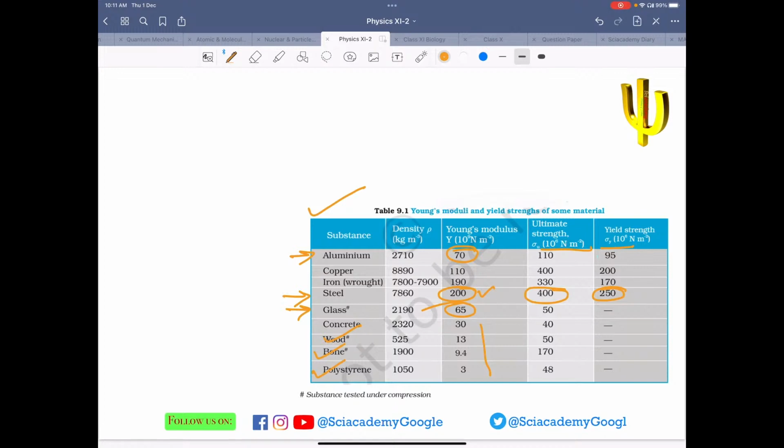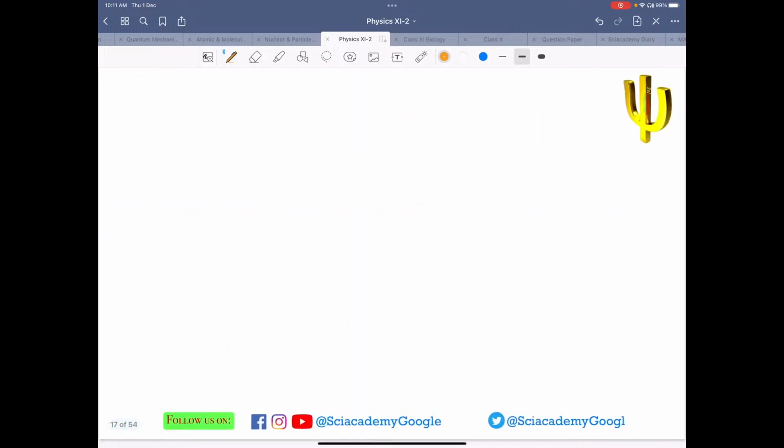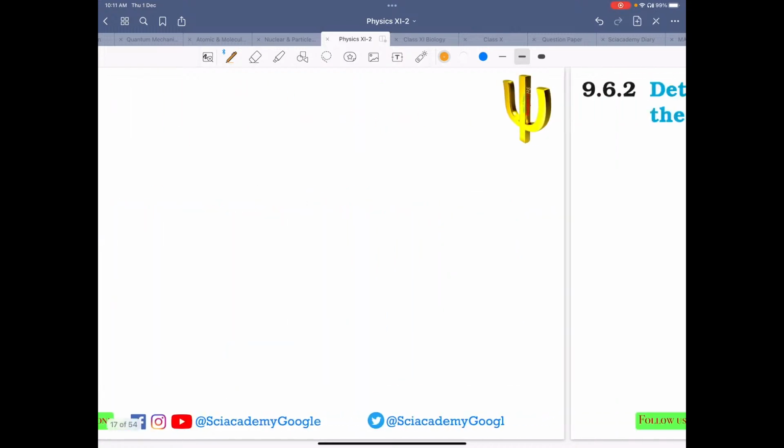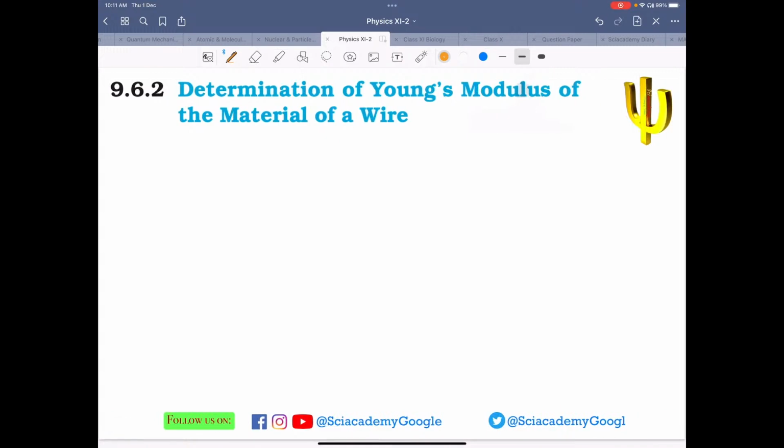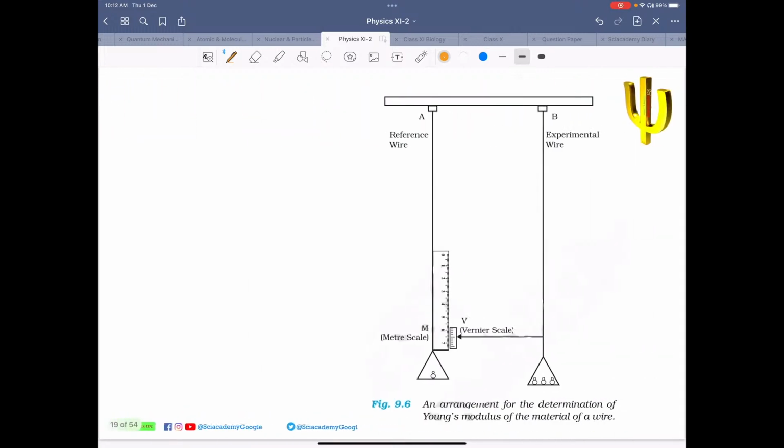So now we will discuss the determination of Young's modulus of the material of a wire. Experimentally, we want to determine the Young's modulus of the material of a wire. For that, there is a setup for the determination of Young's modulus of the material.